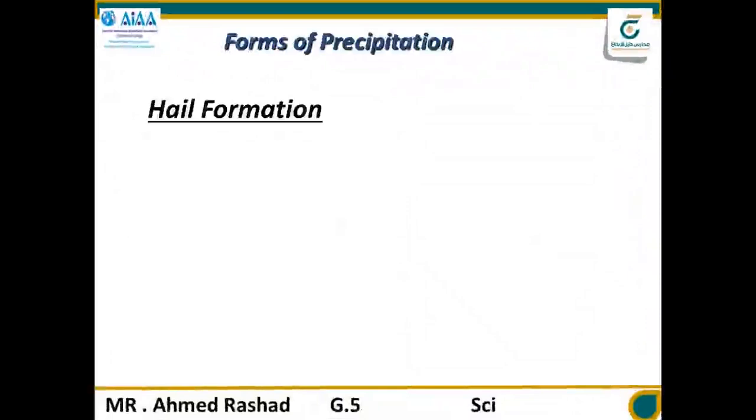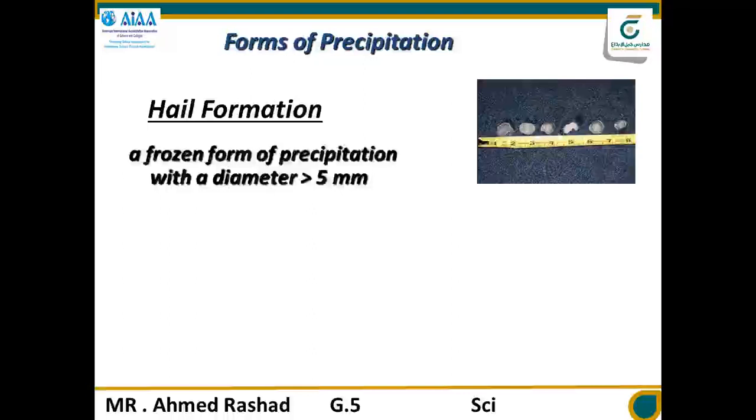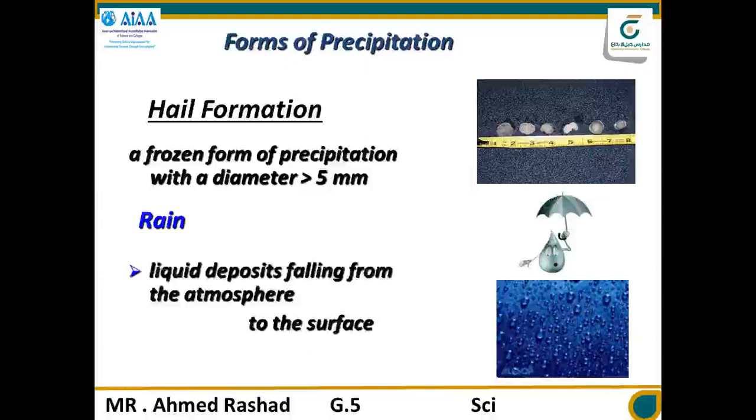When we are talking about the formation of these kinds of precipitation, number one, hail is the largest precipitation of ice or frozen precipitation. It has a diameter larger than 5 millimeters, so it is larger than sleet or snow. And rain is liquid deposits flowing from the atmosphere to the surface, just liquid drops in the normal phase.